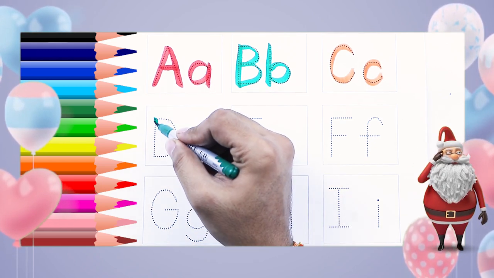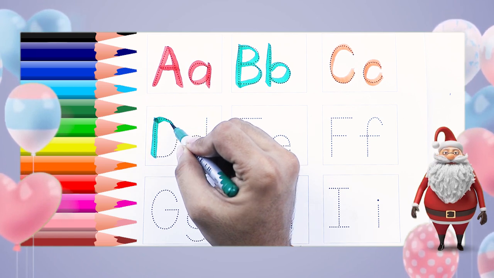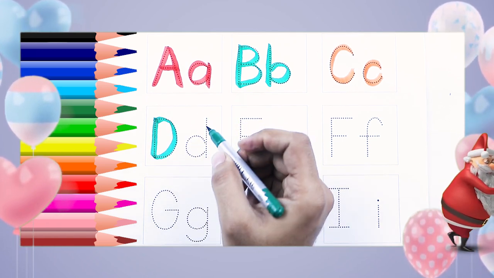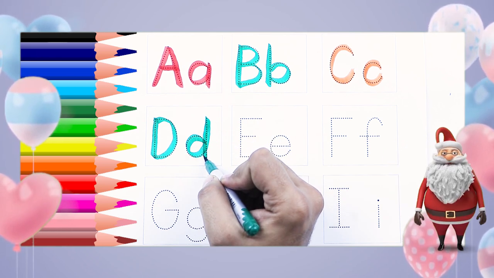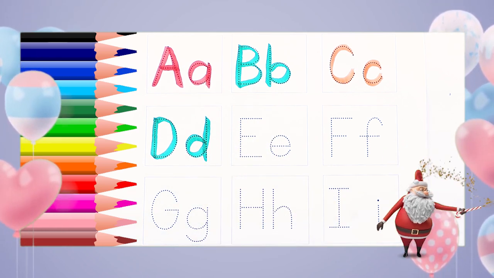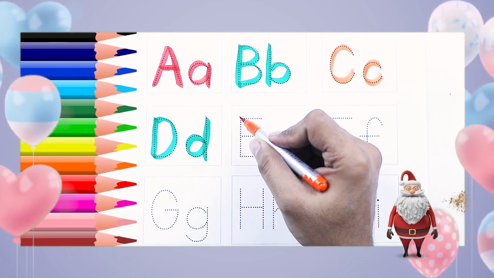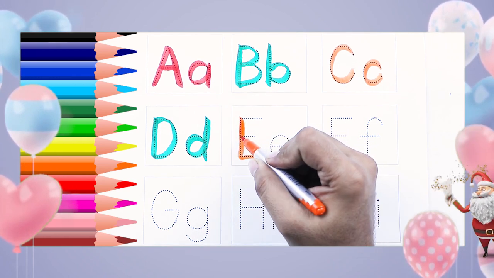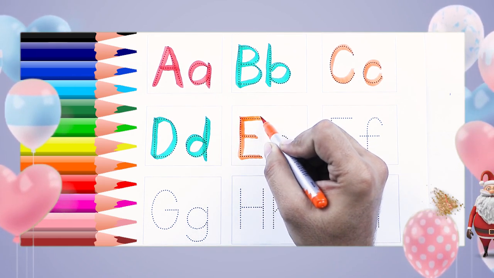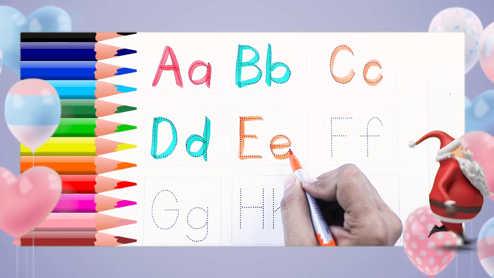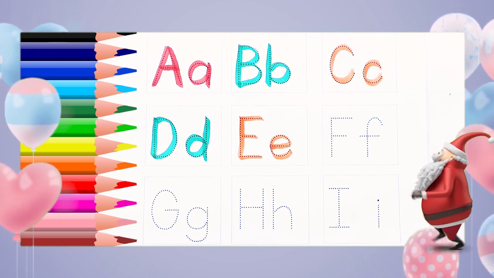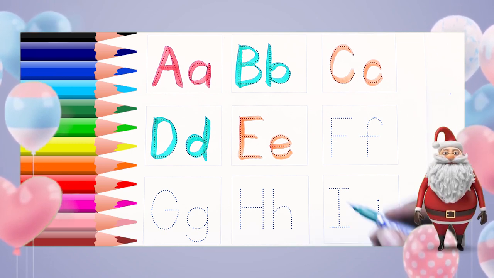Green color, capital D, D for dog. Green color, small d, D for dog. Orange color, E, capital E, E for elephant. Orange color, small e, E for elephant.